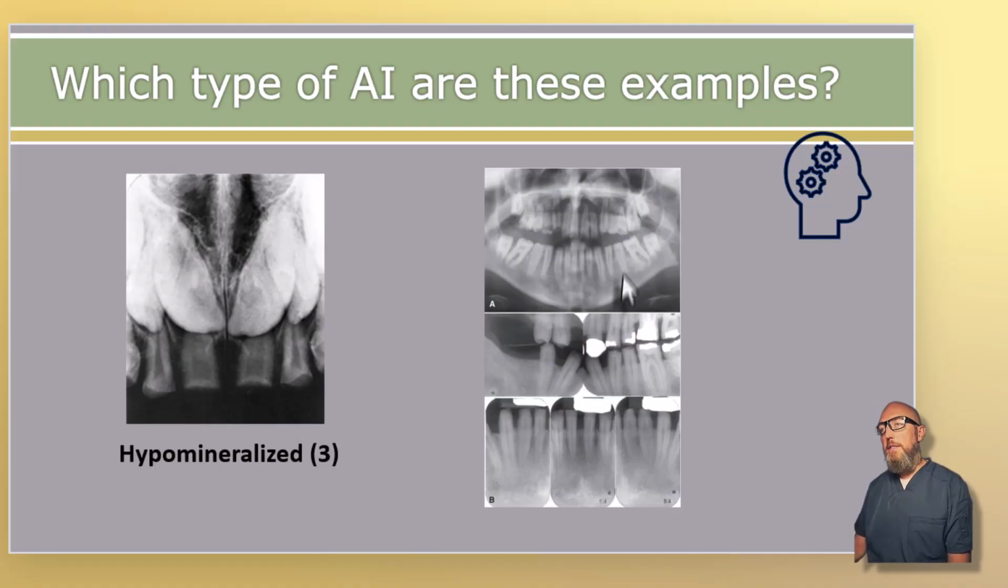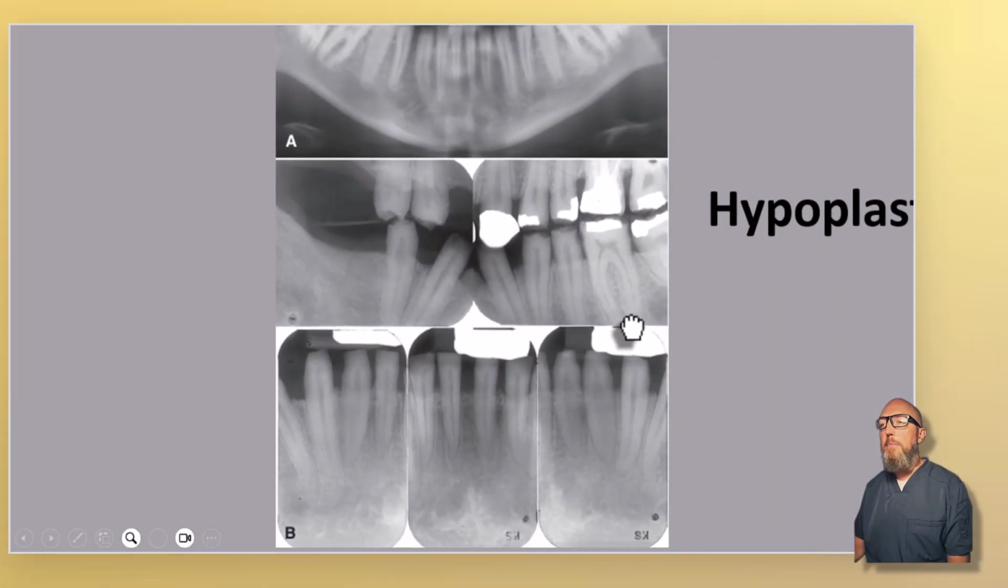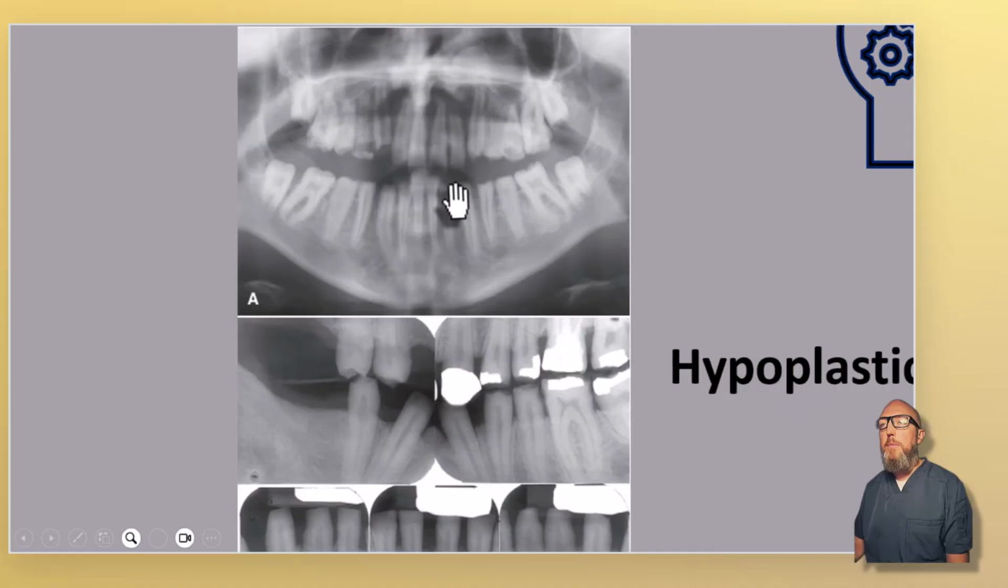What about this one? You see how the teeth are kind of square in shape? And pull up my magnifier here. They do have a thin layer of enamel that's normal in density. That's your typical type 1 hypoplastic. That one, definitely be able to recognize.